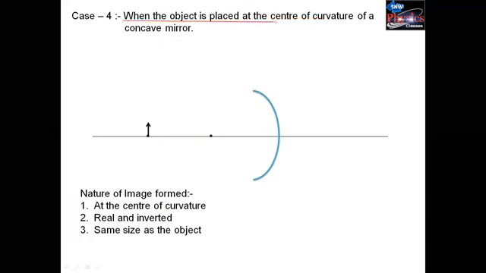Now we have the fourth case, when the object is placed at the center of curvature of a concave mirror. Let me write here again. It is C, and the object is placed on the center of curvature, that is C. Our object is right at C. It is F and this is P. Now in this case, we will get the image like this.